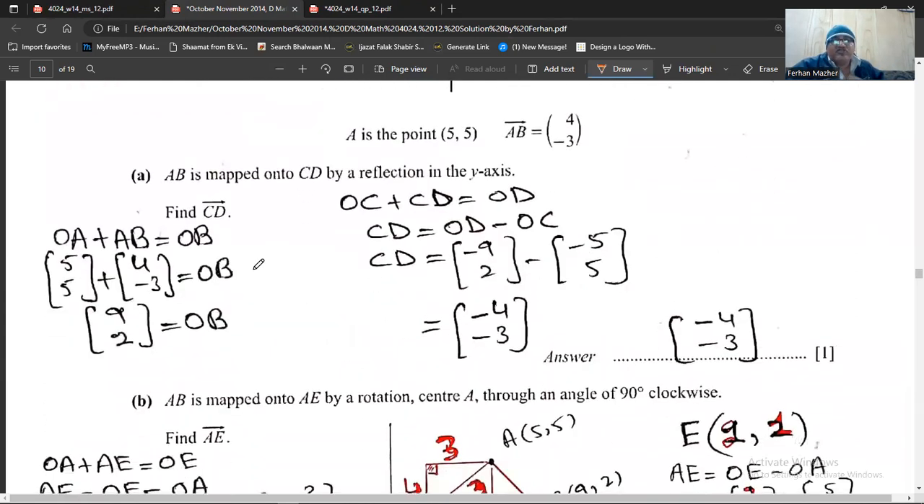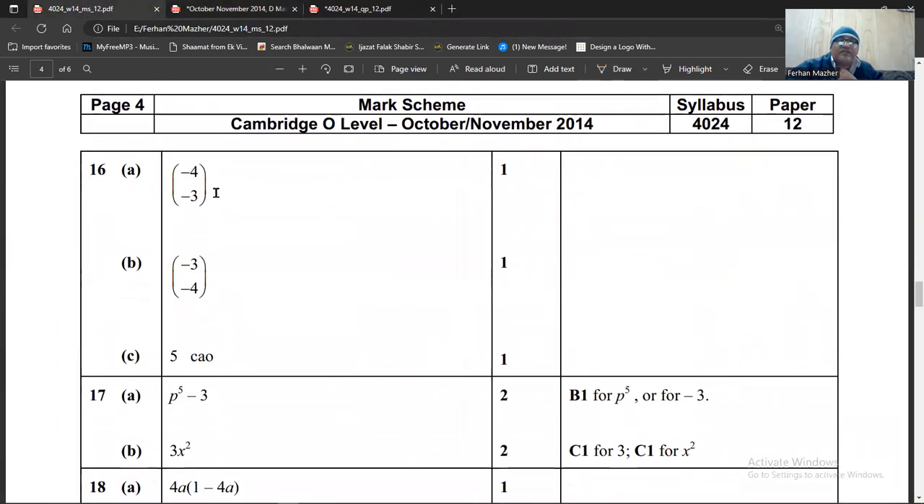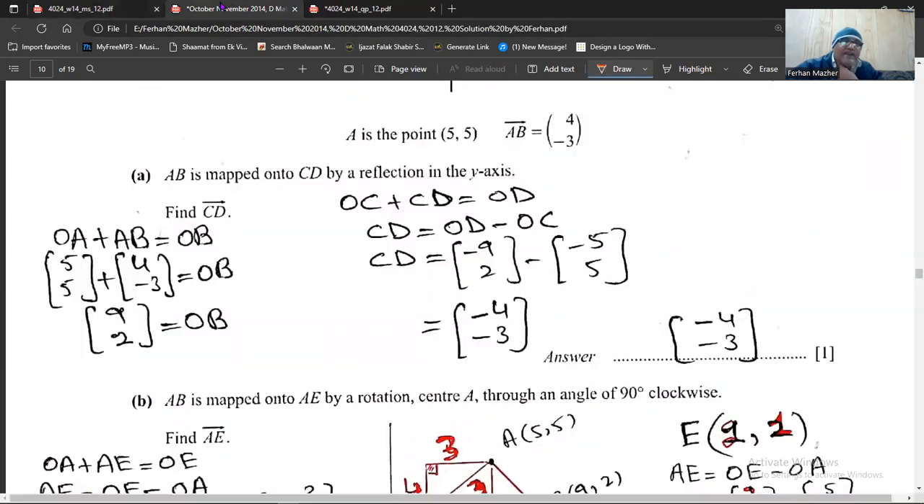Then by using the position vector formula, OC plus CD equals OD. CD will be equal to OD minus OC. So CD will be -9, 2 minus 5, 5. This is the position vector formula. So -9 minus 5 is -4, and 2 minus 5 is -3. So CD will be -4, -3. So my answers are right.